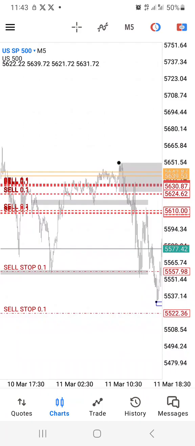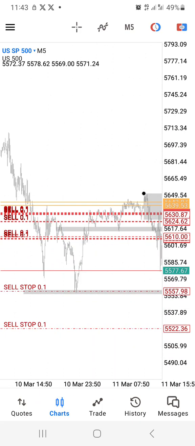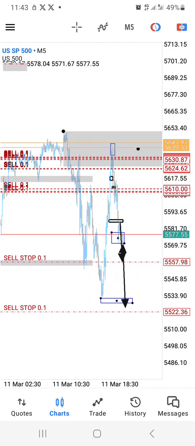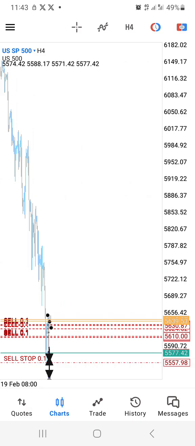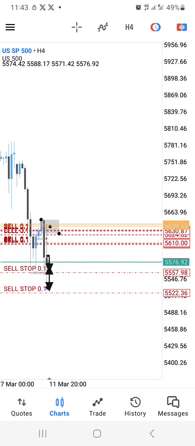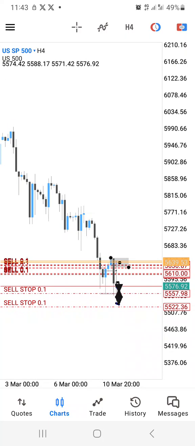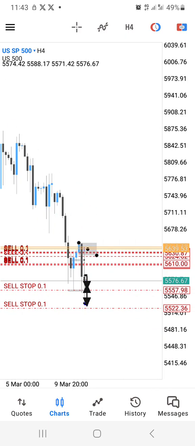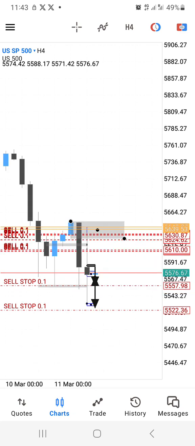What I did, make sure to stay with me so that we can understand. Let me go to the daily time frame or H4 time frame. You can see that the market has been moving to the downside. That is what a sell side is. Are you getting the point? So how did I come and catch this move?